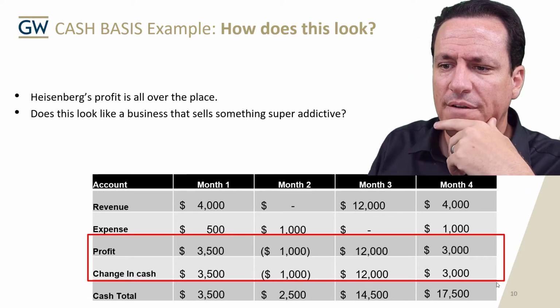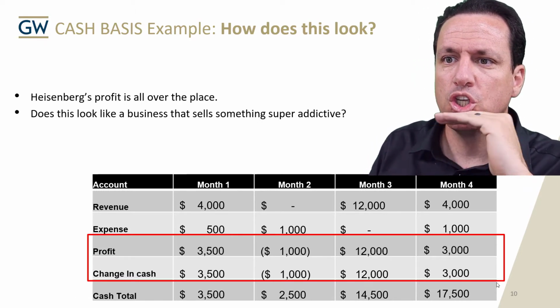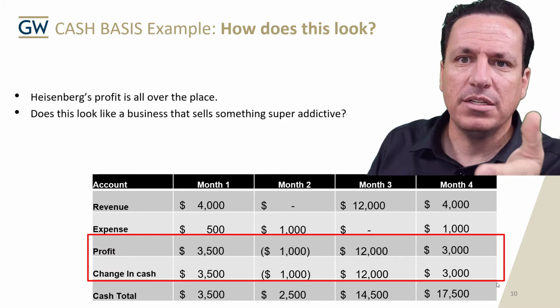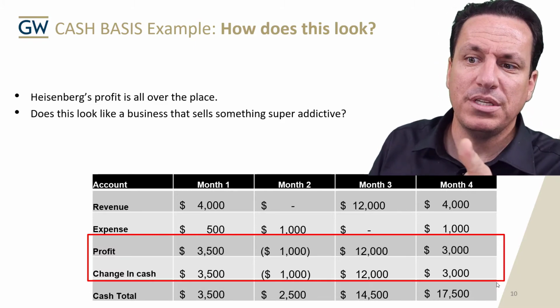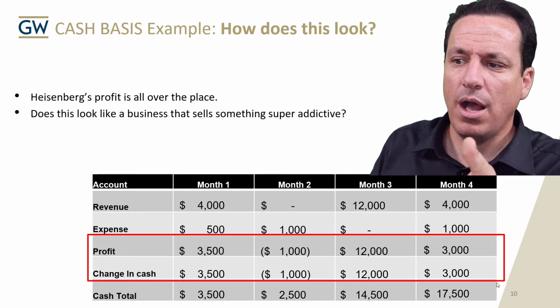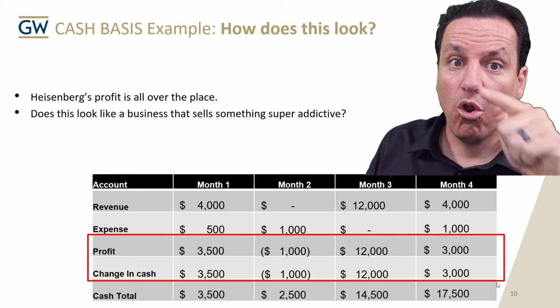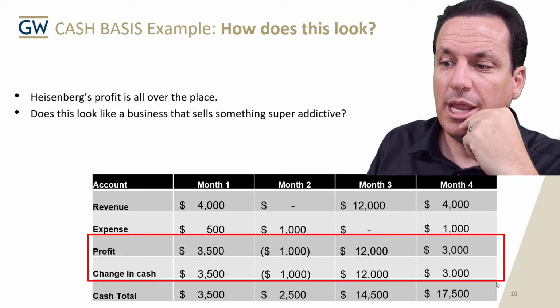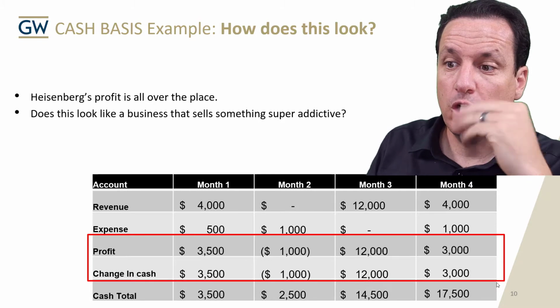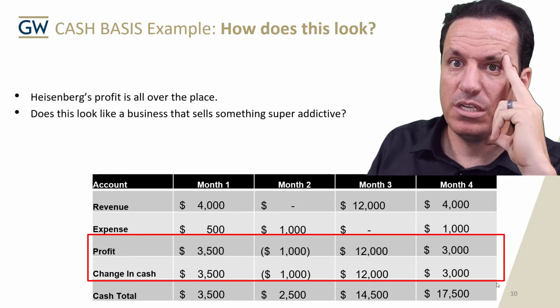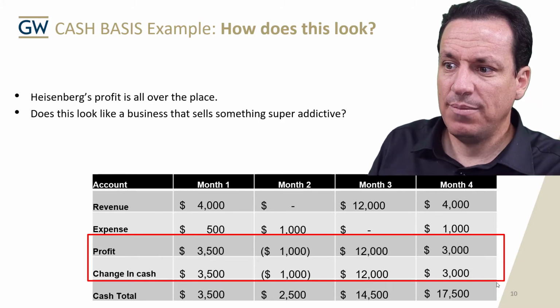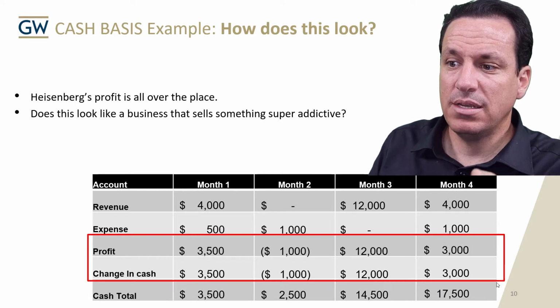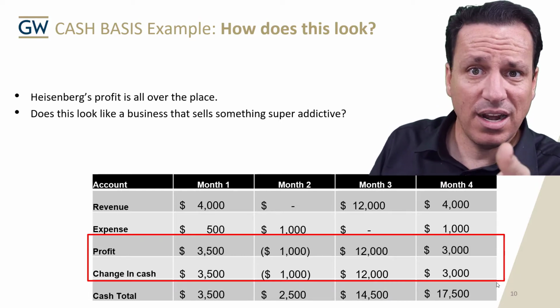It's a problem in a lot of ways. Look at Heisenberg's profit for each month. His profit looks all over the place. Does this look like a business that sells something super addictive? No, it's really odd. Moreover, let's say Heisenberg worked for you, all right? So he was your employee. In month 2, what does it look like if you just have the profits to look at? What does it look like he did? It looks like he wasted a bunch of time and energy. But the reality is that he was making a deal. He got an accounts receivable.